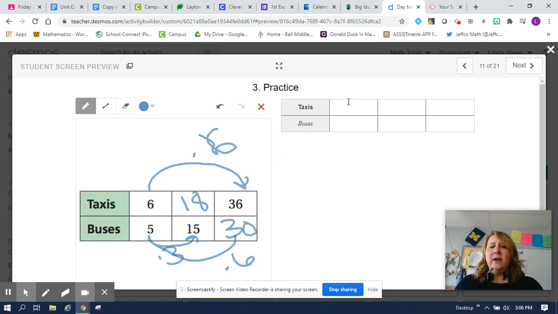You're looking for the patterns that you know. There's no right way to do this. There's no wrong way. There's lots of ways. You are mathematicians, and you have so many ways that you can solve a problem. So I'm going to put it in my table, 5, 15, and 30. So if there is a ratio of taxis to buses in some particular city, and there's 36 taxis, there will be 30 buses.